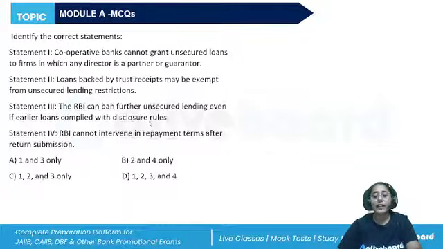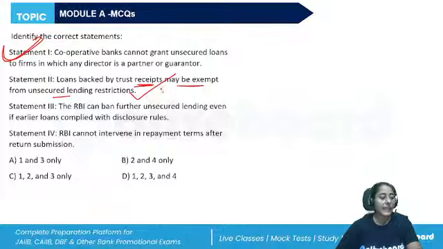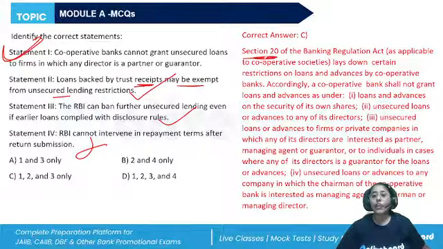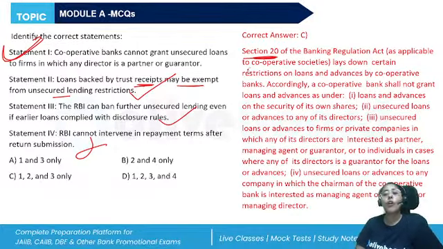Can the cooperative bank grant unsecured loans to firms in which the director is a partner? No. So, the first statement is correct. Then the loans backed by trust receipts may be exempt from unsecured lending restrictions. This is also true. And the RBI can ban further unsecured lending. This is also true. But the fourth statement, that RBI cannot intervene in the repayment terms after return submission, is incorrect. All of these things are given in Section 20 of the Banking Regulation Act, which is applicable to the cooperative societies.